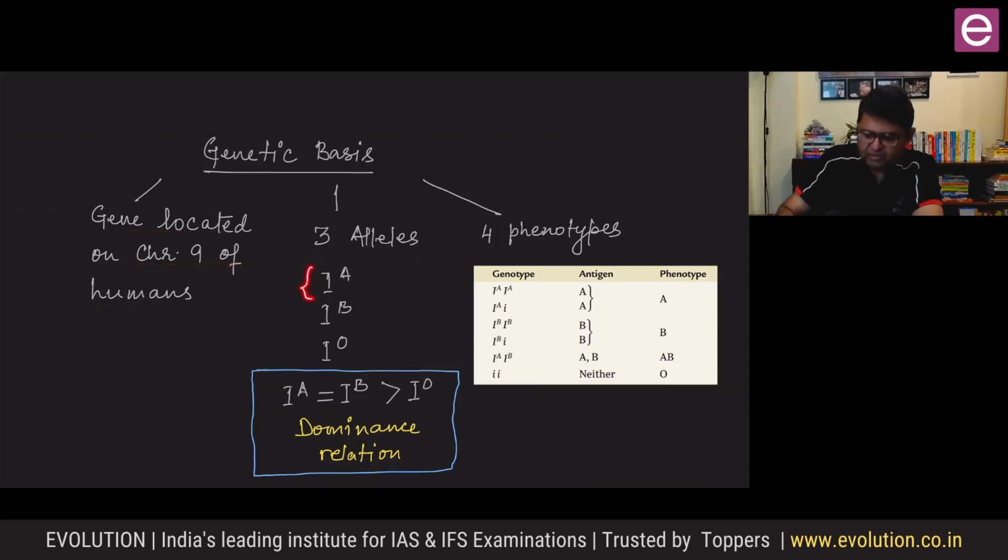IA, iso-agglutinogen, that's the name of the gene, type A, then iso-agglutinogen B, and O means 0 here. As a result of three alleles, we see four different phenotypes.